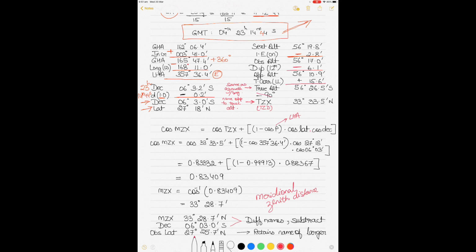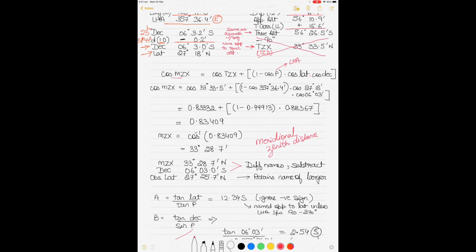Although in this case, you will not be needing the true altitude, so I will cancel this out. You don't need the true altitude. The true zenith distance, you need. What you need is something called the meridional zenith distance, MZX or MZD in many books. Now this is the formula for meridional zenith distance, MZX. That means it's very close to the meridian. That's what it means, and the distance from the observer's zenith to the body is MZX.